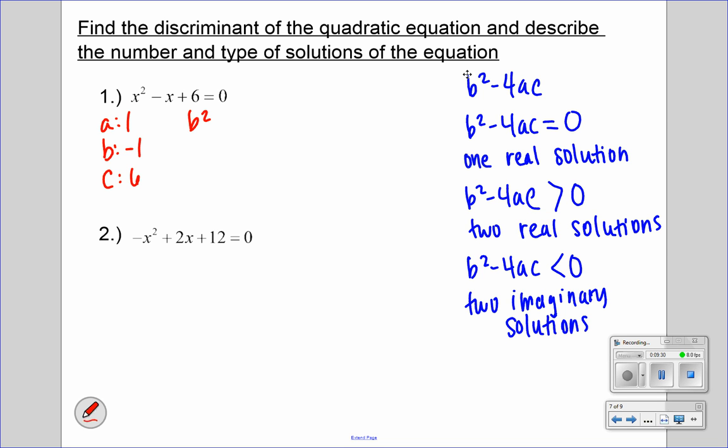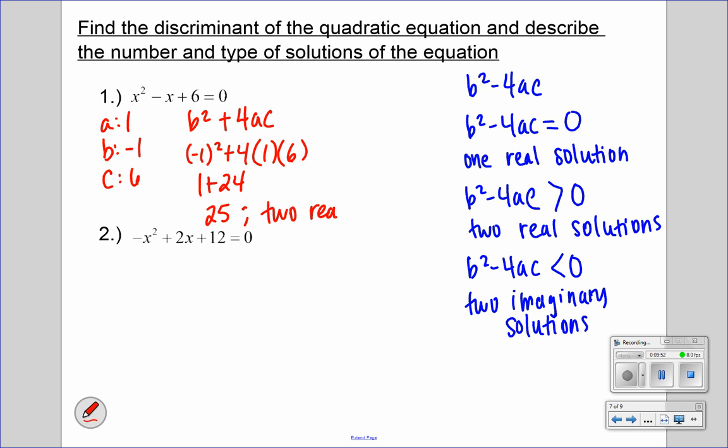So we plug this into b squared minus 4ac. So b squared is going to be negative 1 squared minus 4ac. So this is going to be 1 plus 24, so it's going to be 25. So the discriminant is 25, and since it is a positive number, we're going to get 2 real solutions. All right, let's do the next one.